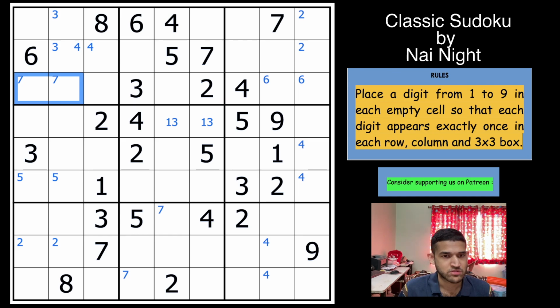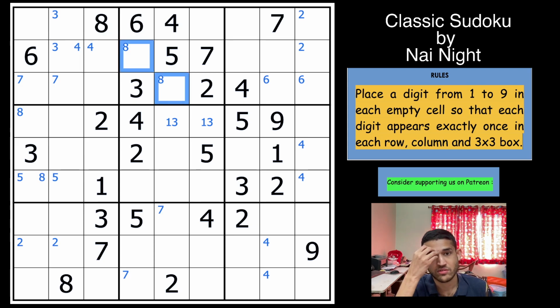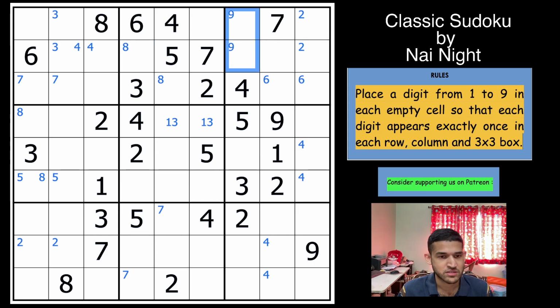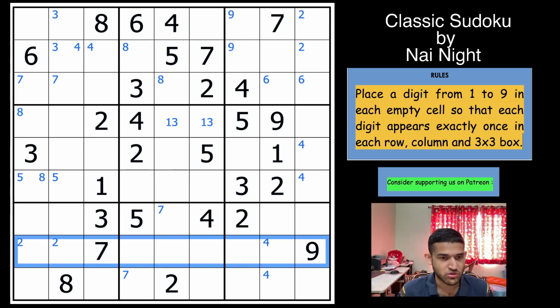3 options for 7 here. Let's go to 8s. There are just the 2 8s in the grid, I guess. This and this. So that gives 8 in these two cells. And 8 is not in row 1, so 8 goes here. And that's about the 8s. 9s, just 2 9s, so 9 goes here. 9 is not in row 8.